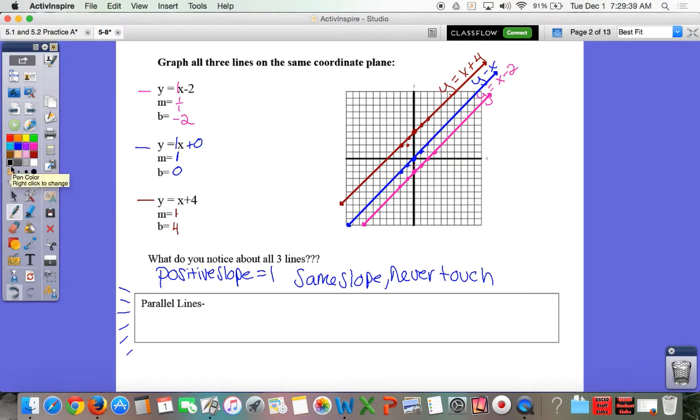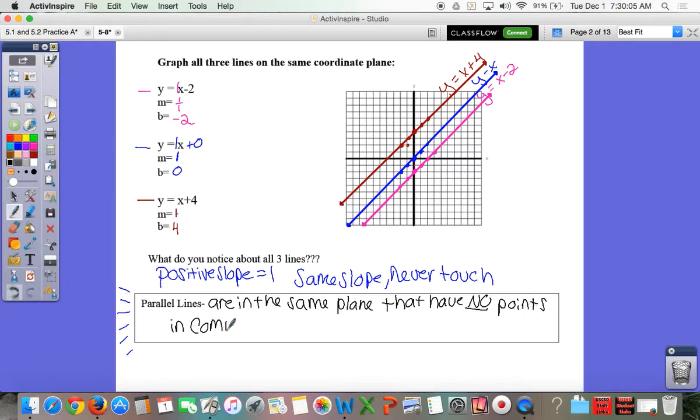So parallel lines are in the same plane. Notice we're all in the same graph, in the same plane, meaning the coordinate plane. They're in the same coordinate plane that have no points in common. They have no points in common. They do not intersect.